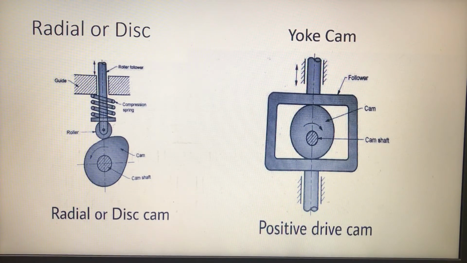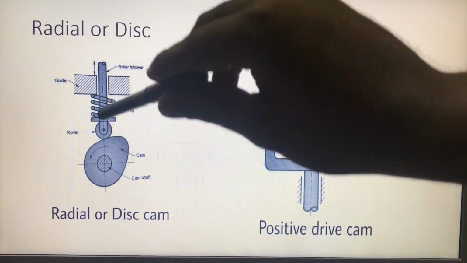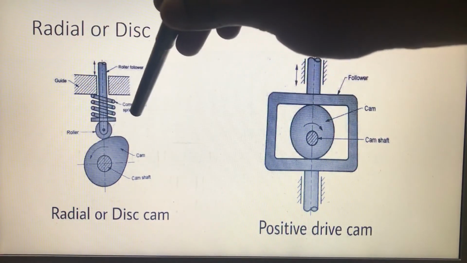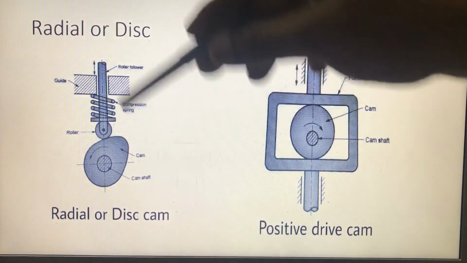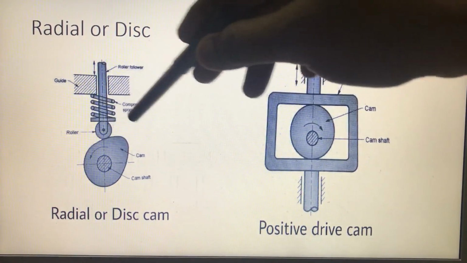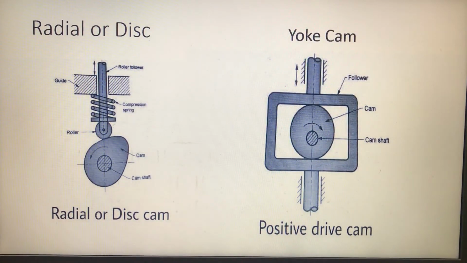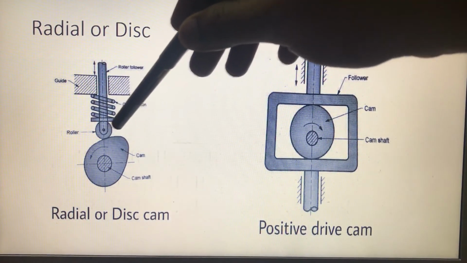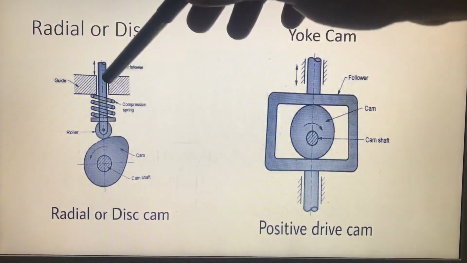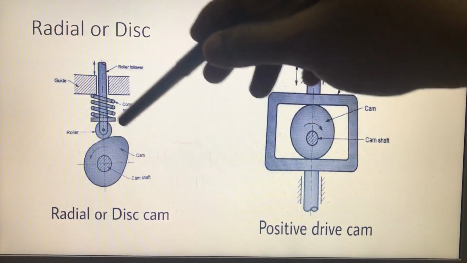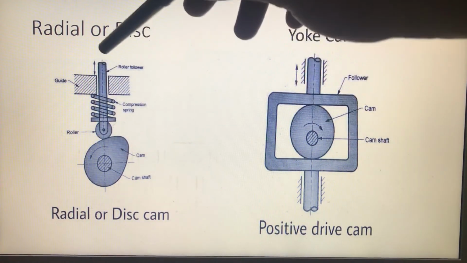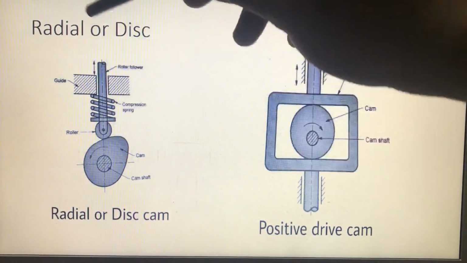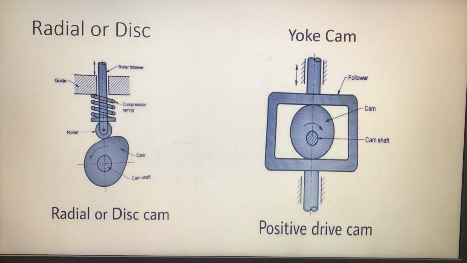In case of radial follower, the axis of the follower will pass through the center of the cam. Correct? If it is not passing through the center of the cam, then it is called an offset follower. But in this radial cam, there is no offset. If the cam has an offset, it is still called a radial cam. If it doesn't have any offset, then also it is called a radial cam. But in case of follower, if this axis is passing through the center, then it is called a radial follower. If it is having offset, then it is called an offset follower.